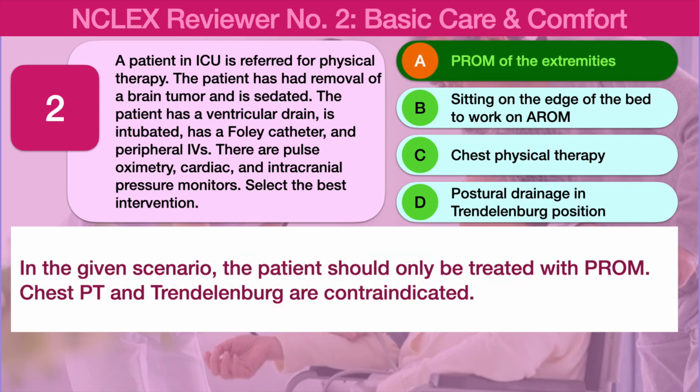The correct answer is A. PROM of the extremities. In physical therapy, PROM stands for passive range of motion. This is the space in which a part of your body can move when someone or something is creating the movement, such as a massage or physical therapist. In the Trendelenburg position, the patient is supine on the table with their head declined below their feet at an angle of roughly 16 degrees. In the given scenario, the patient should only be treated with PROM. Chest PT and Trendelenburg are contraindicated.